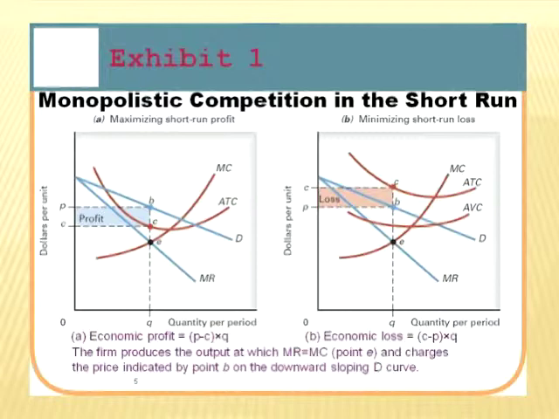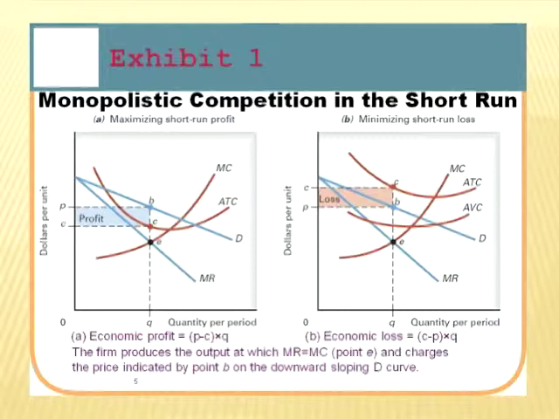Another possibility is in frame B here. In frame B, we're having an economic loss, or we're loss minimizing. Once again, the optimum quantity of output is a quantity of output at the intersection of marginal revenue, marginal cost, which is point E. So once again, we're going to manufacture Q of these, and we're going to charge a price of, we go up to the demand curve, and that occurs at point B. So we're going to charge once again a price of P.